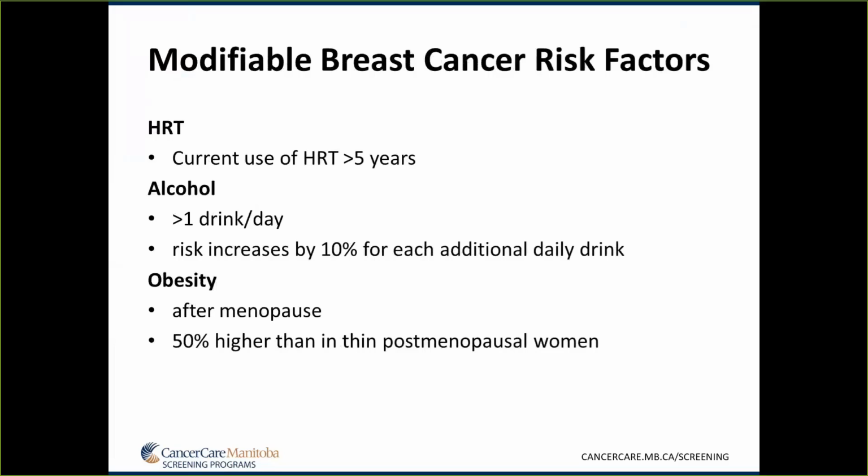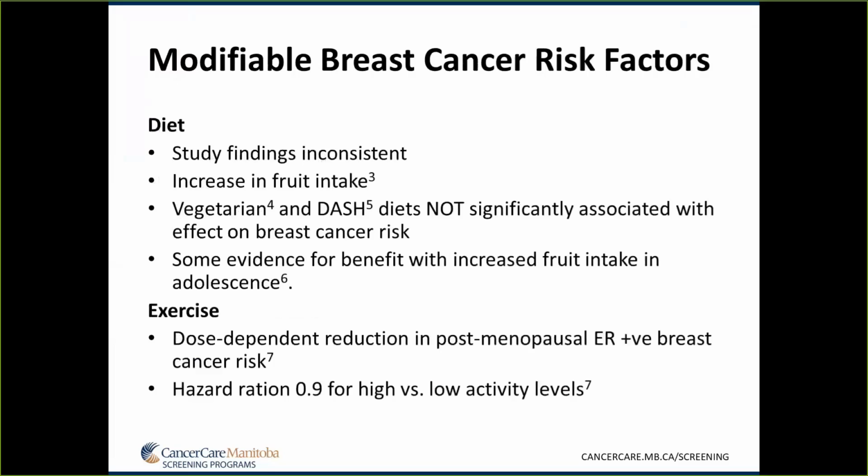HRT, especially if it's used for more than 5 years, is a modifiable risk factor. And the amount of alcohol you consume is a modifiable risk factor. The relative risk of getting breast cancer increases by about 10% for each additional daily drink beyond 1 drink per day. Obesity, especially in postmenopausal years, increases one's risk of breast cancer. And that, again, is a modifiable risk factor.